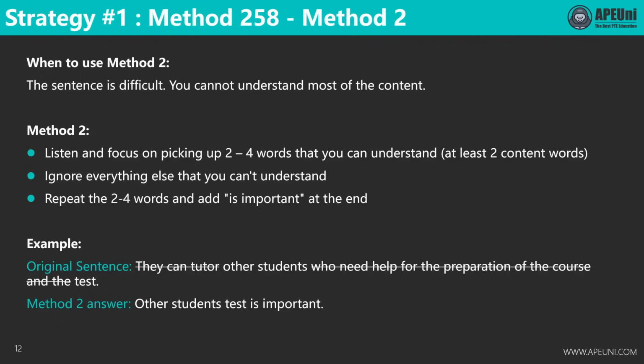Okay, now let me explain in detail when and how to use method 2. When you hear a sentence, you find it very difficult or you get too nervous and you can't understand most of the content, you should quickly decide to use method 2. When using method 2, you should listen and focus on picking up 2 to 4 words that you can understand. Don't panic. Ignore everything else that you can't understand. Even when the sentence is hard, do not get carried away by the difficult words that you don't know.